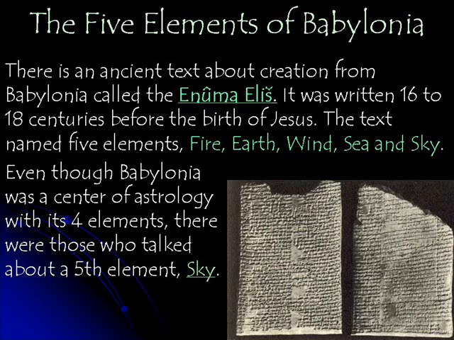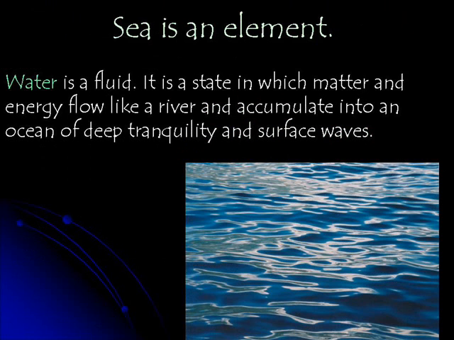Now, even though Babylonia was the center of astrology with its four elements, there were those who talked about a fifth element. That would be sky. So the sea is an element. It's water. Water is a fluid. It is a state in which matter and energy flow like a river and accumulate into an ocean of deep tranquility and surface waves.